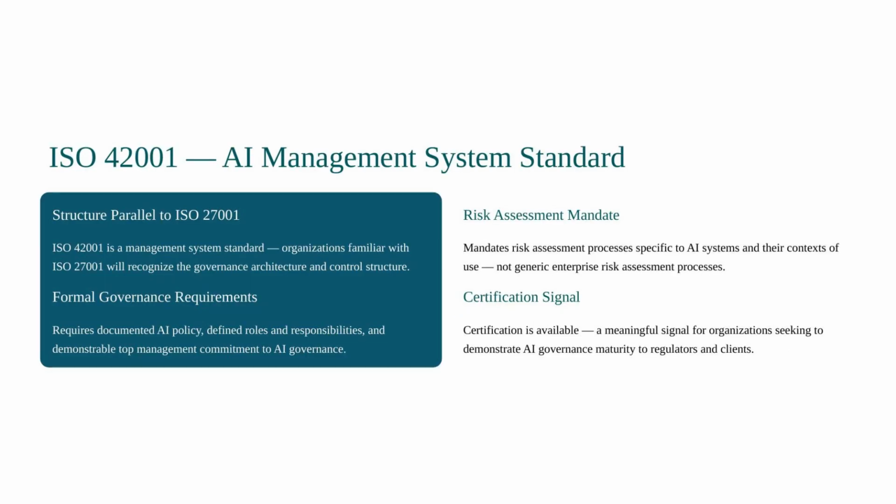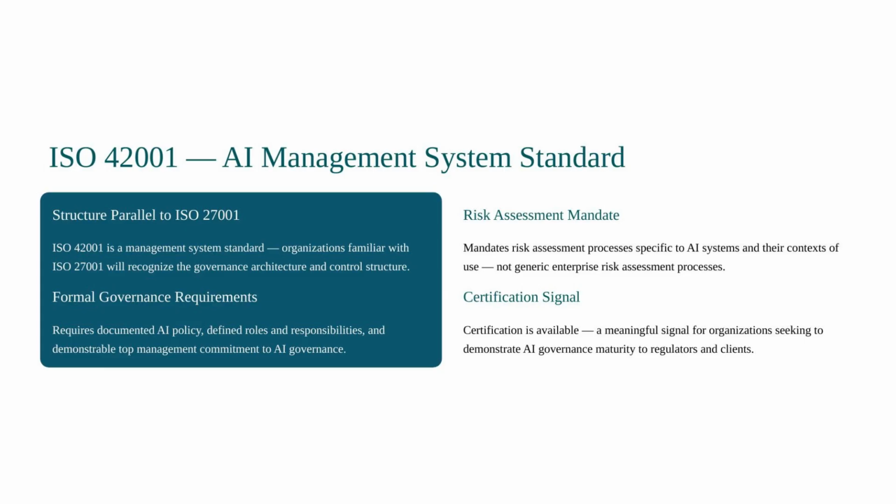Let's shift to ISO 42001. And I want to start by making an important analogy. If you're familiar with ISO 27001 for information security, ISO 42001 will feel immediately familiar. It follows the same high-level structure, what ISO calls the harmonized structure, which makes it easier to integrate with other management systems your organization might already operate.